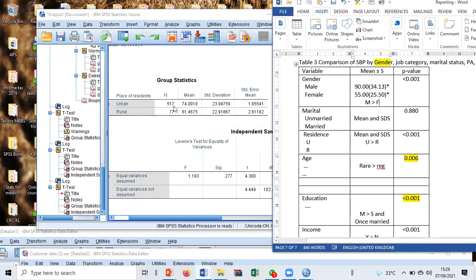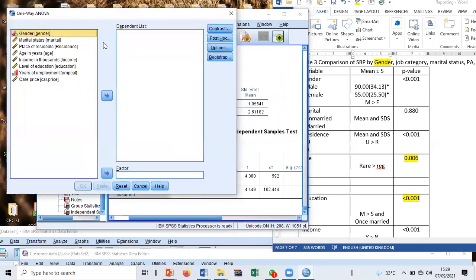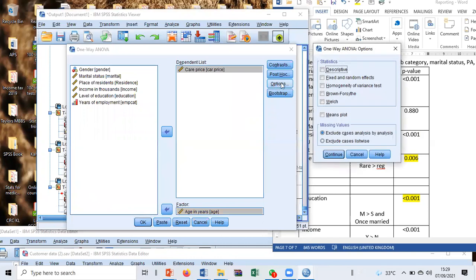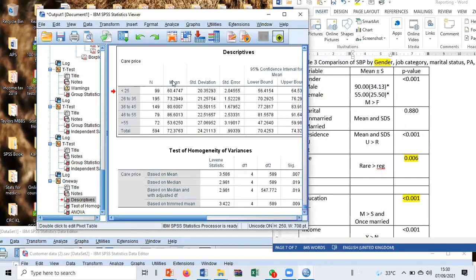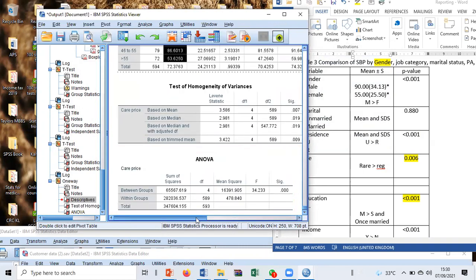All right, let's go to age. More than two levels, and what do we use? ANOVA. Same variable names: car price, age in years. And options: descriptive, homogeneity. Okay, so these are mean values, if you have them there. And the assumption, is it met?